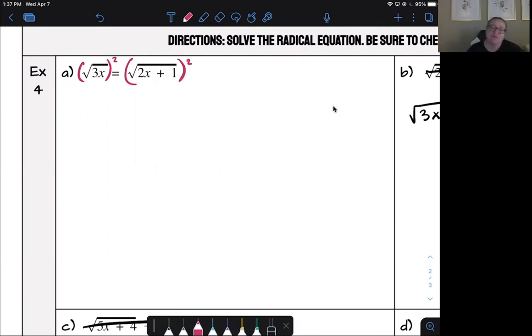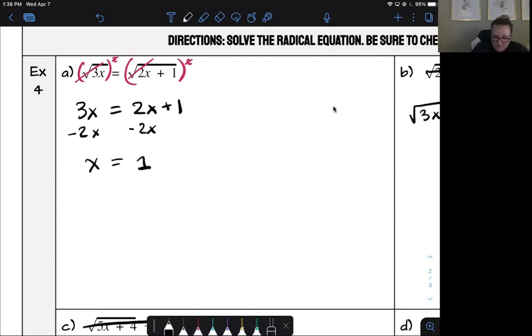Look at this magical thing that's about to happen. The square cancels the square root. The square cancels that square root. And we're left with 3x is equal to 2x plus 1. Subtract 2x from both sides. You get x is equal to 1.